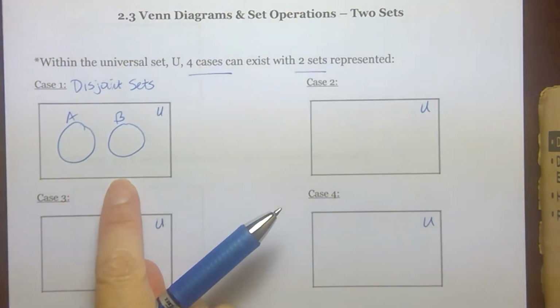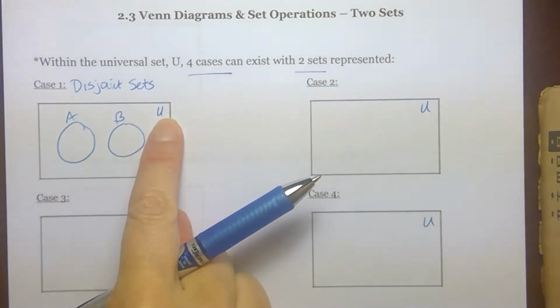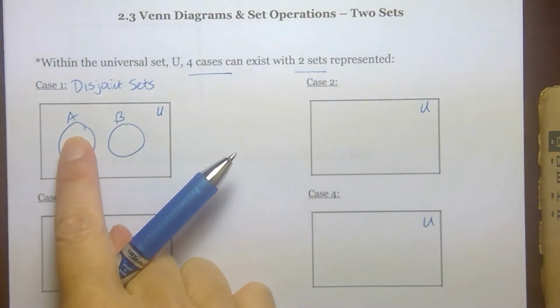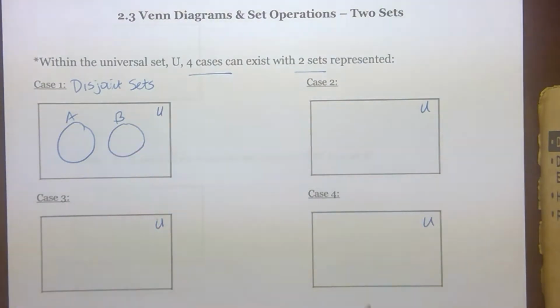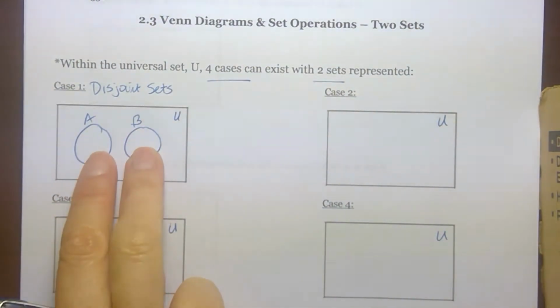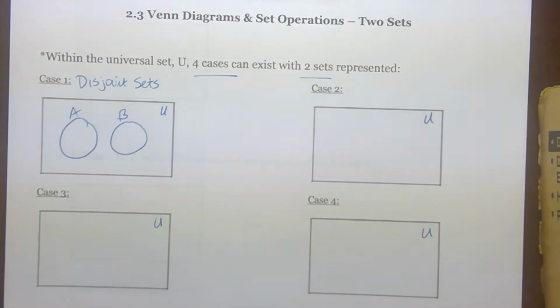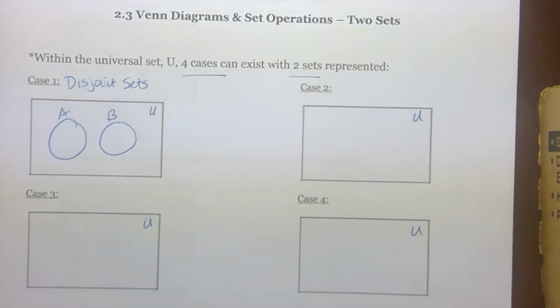Go to my Kroger example. If Kroger is my universal set, set A might be the items in the freezer section. Set B might be the items in housewares. They are not the same set of items, but they both exist within the universal set.